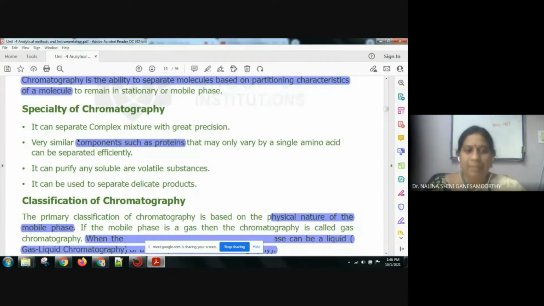Next, it can separate complex mixtures with great precision. It can purify any soluble or volatile substances, right? Then it can be used to separate delicate products. So this is a separation technique by which you can separate the different components present in the sample, right?